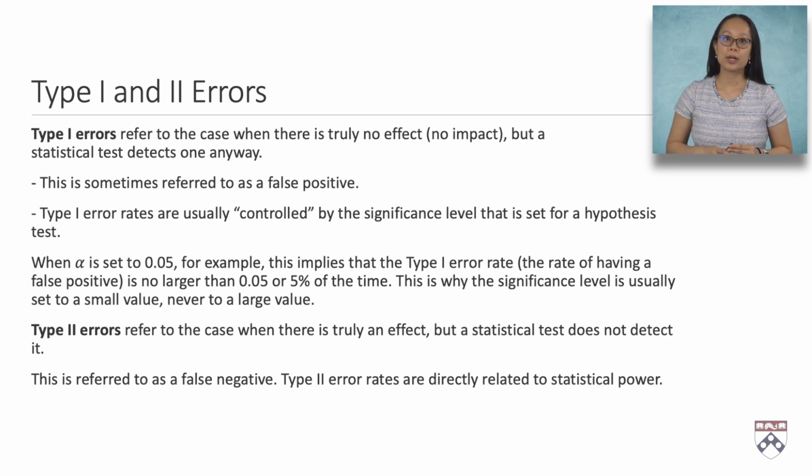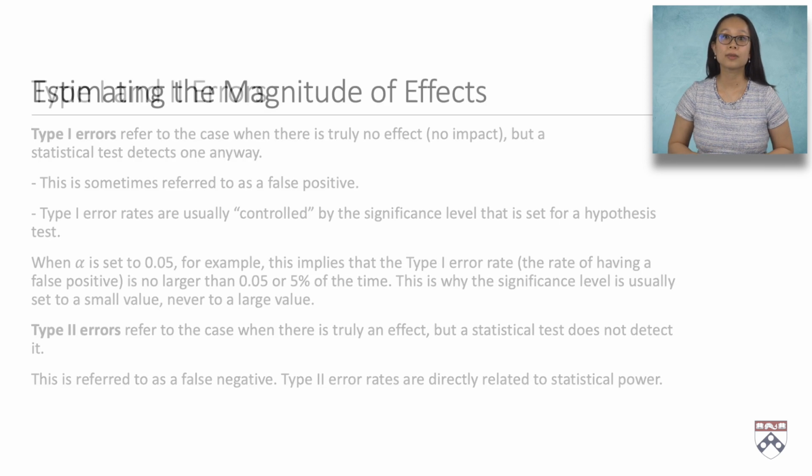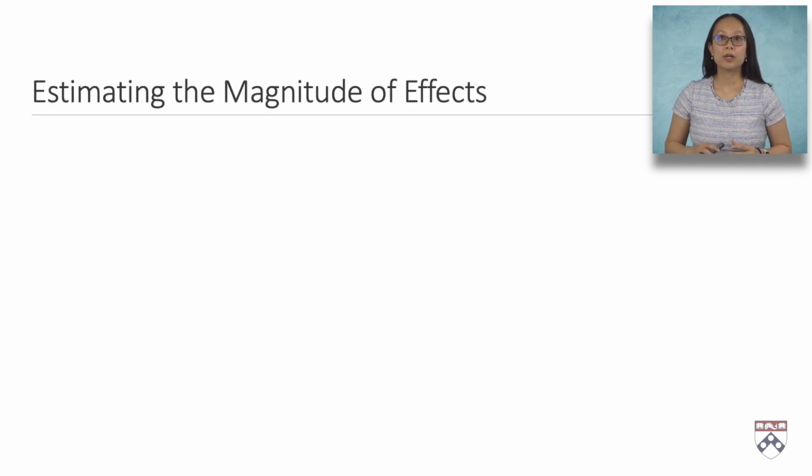And type 2 error rates are actually directly related to statistical power. In particular, the statistical power is the complement of the type 2 error rate. So when we say that we are aiming for 80% statistical power, that is the same thing as saying that we want to keep the type 2 error rate to be no more than 20% of the time.